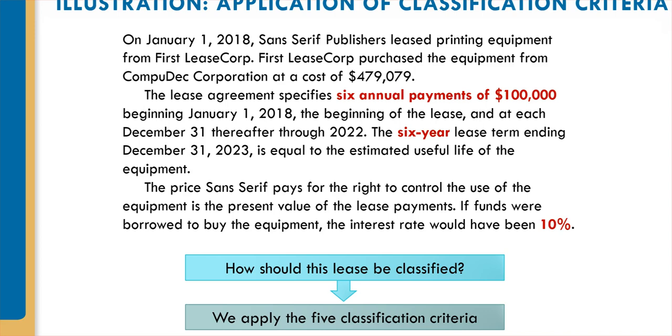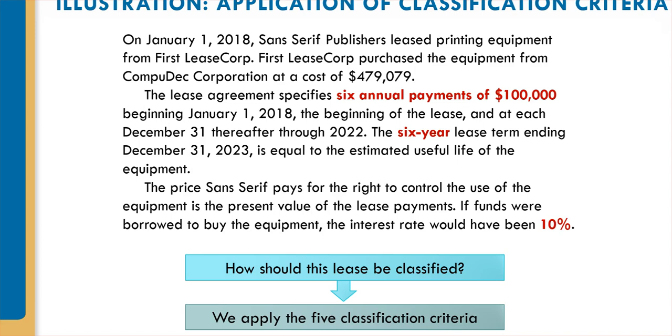Basically, they're saying you're going to make 6 annual payments, and the first one begins at the beginning, and then you're going to make a payment at the very beginning of the next year as well. So you're paying at the beginning, and this is not an ordinary annuity, but an annuity due. They say the price that they pay for the right to control the use is the present value.